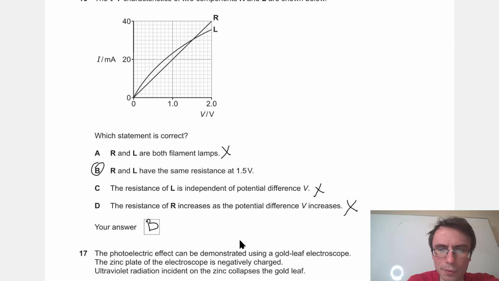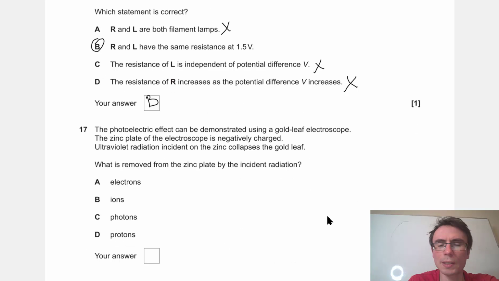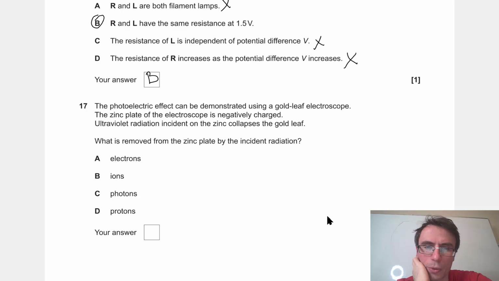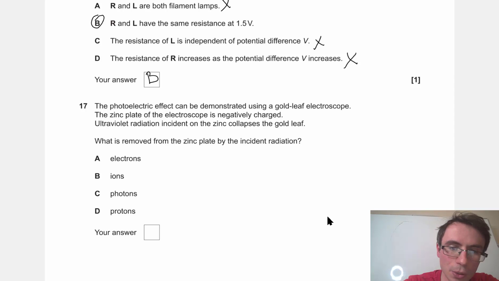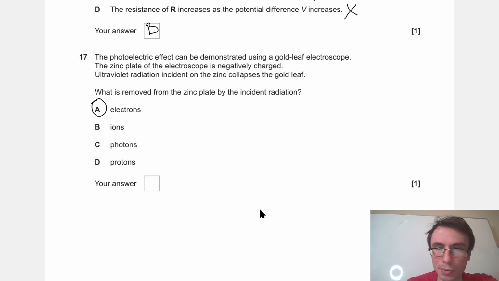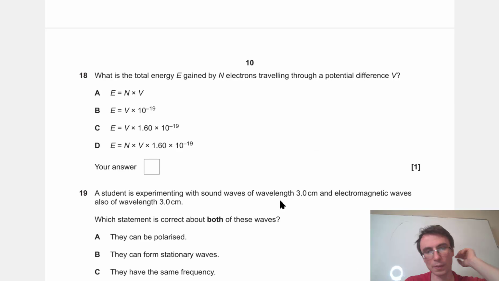Question 17. The photoelectric effect can be demonstrated using a gold leaf electroscope. The zinc plate is negatively charged. Ultraviolet radiation on the zinc collapses the gold leaf. What is removed from the zinc plate by the incident radiation? Nicely done. It's electrons. This one is a lot easier than the rest.